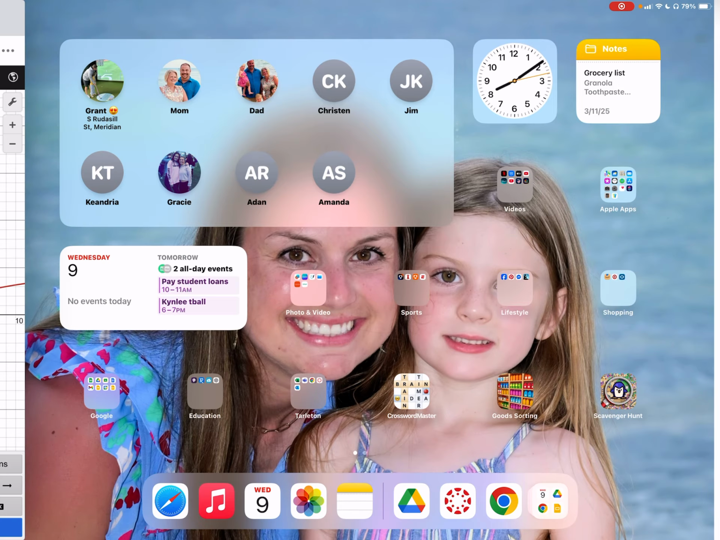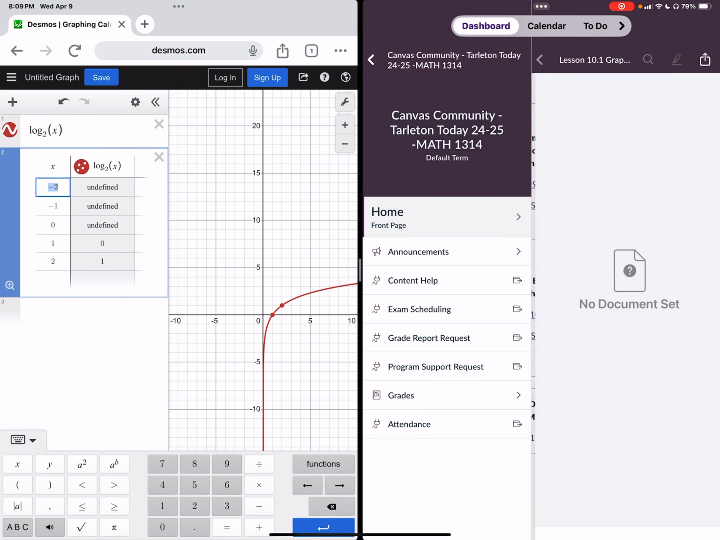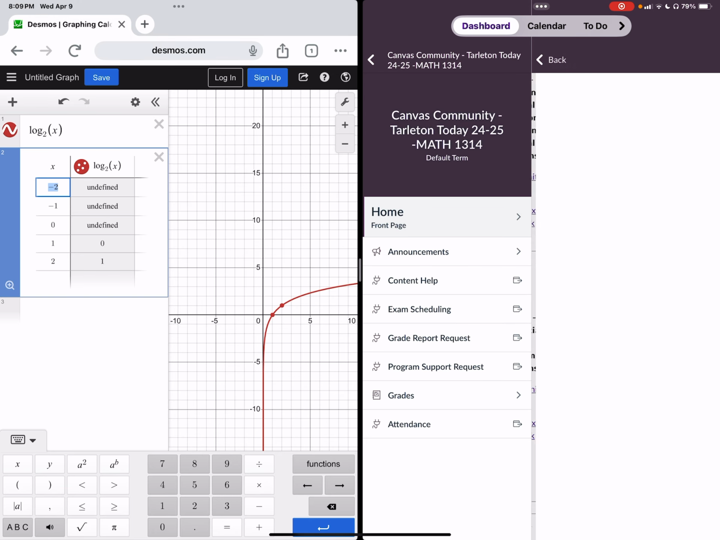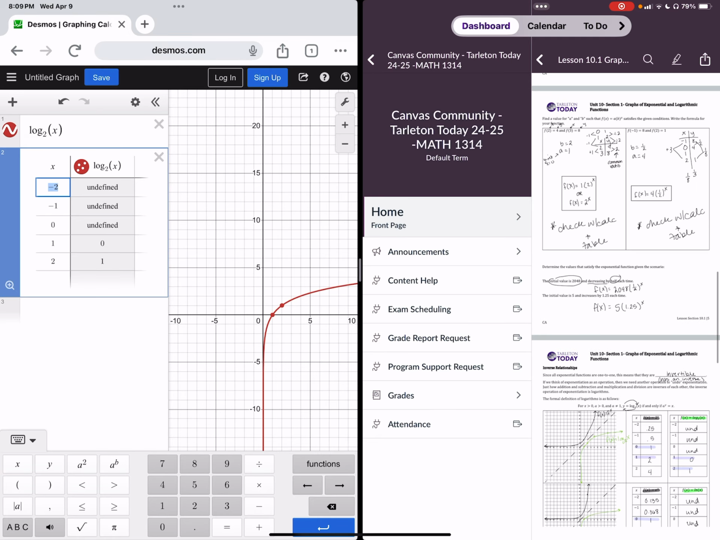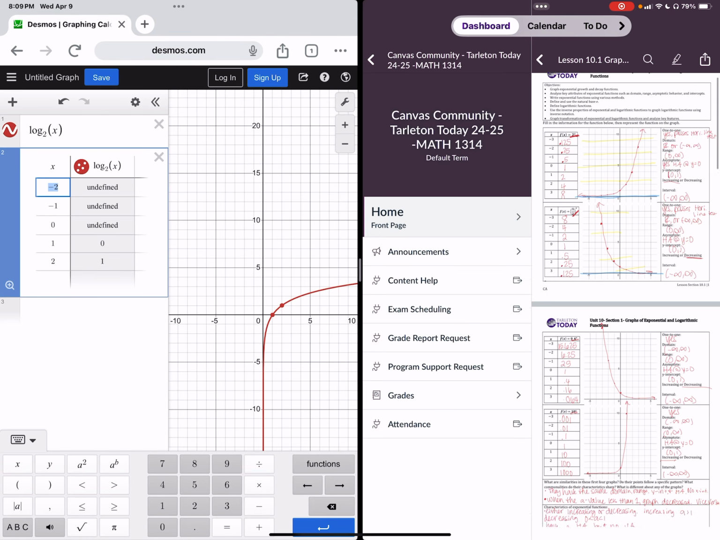Let me see if it'll let me split view this. No, I don't want to do that. Oh, crud. Oh, well, y'all should already have all that, I guess. Oh, we're good. Oh, I don't want the key. I want this. Sorry, guys.